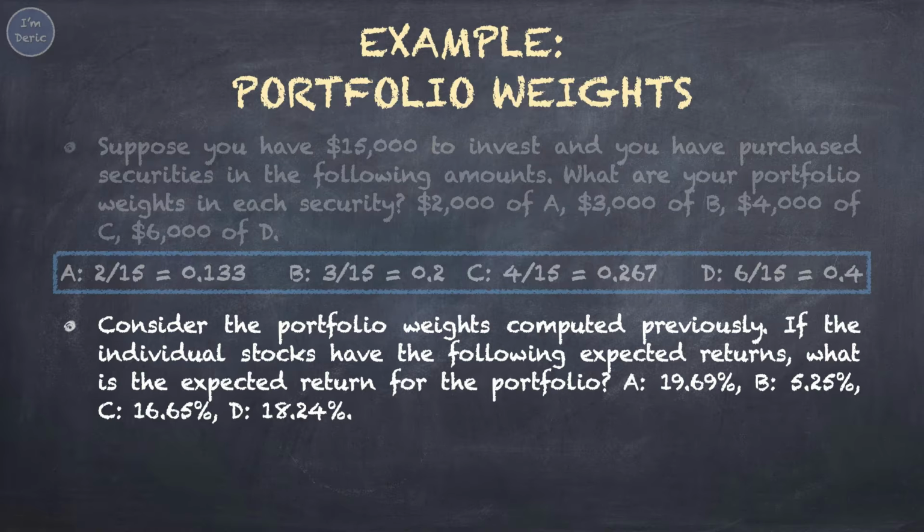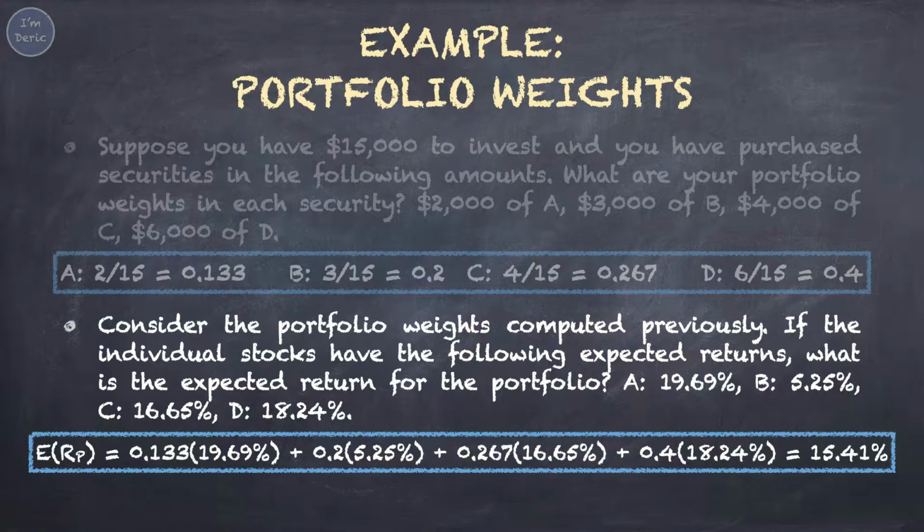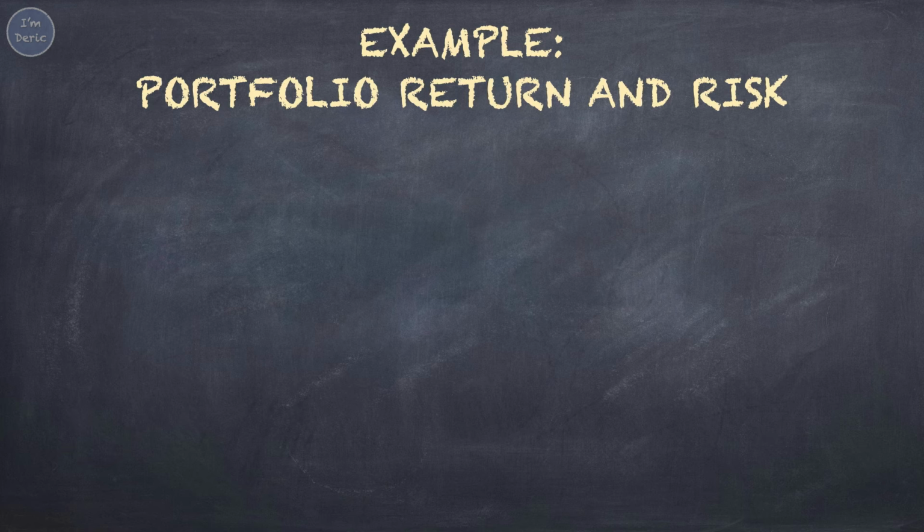Consider the portfolio weights computed previously. If the individual stocks have the following expected returns, what is the expected return for the portfolio? By taking the weights multiply with the returns, you will get the portfolio return, 15.41%. Let's try the next question.